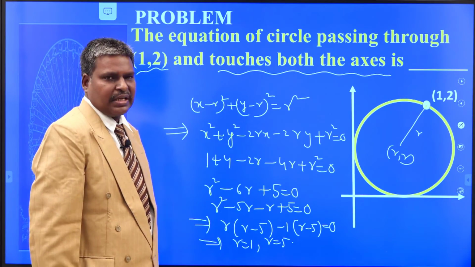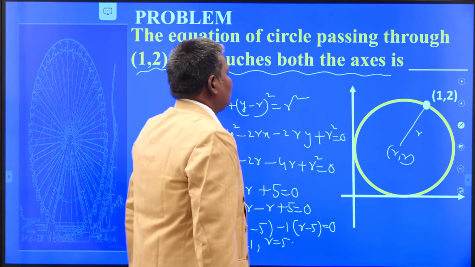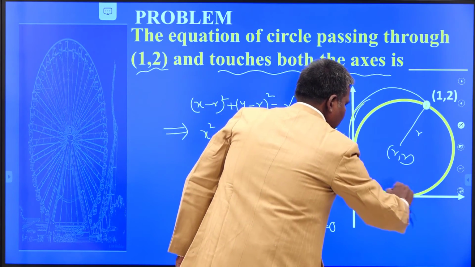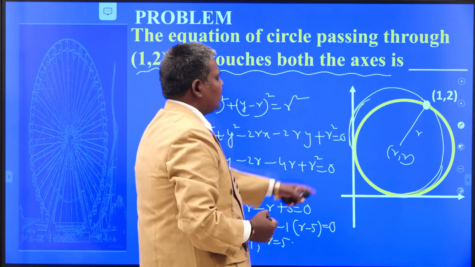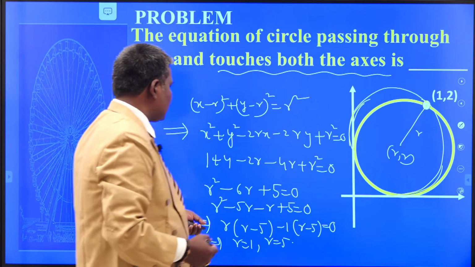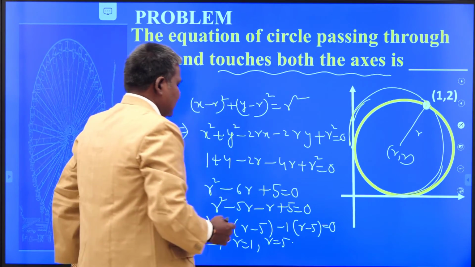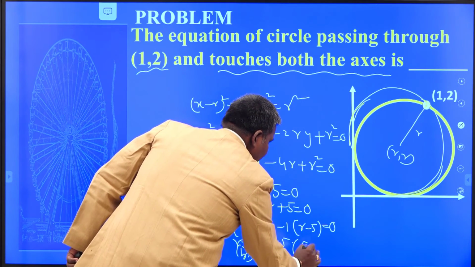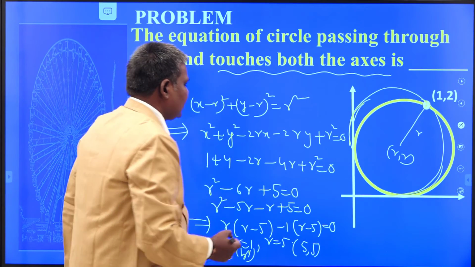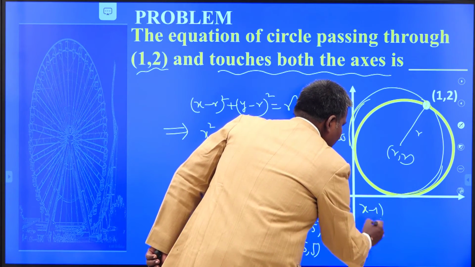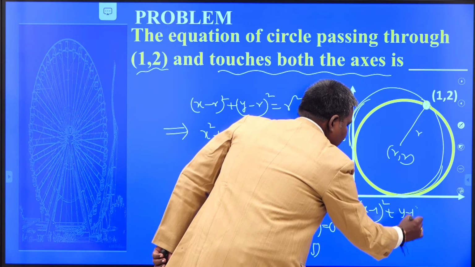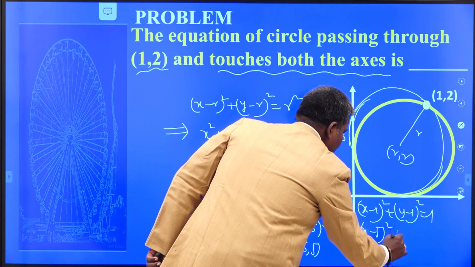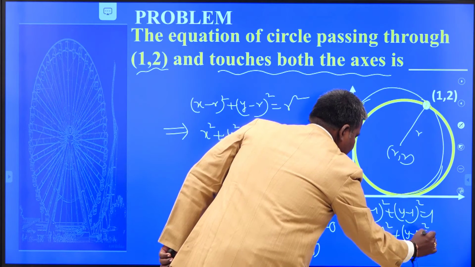There exist two possible circles passing through 1 comma 2, touching both coordinate axes. The second circle may be in this manner. That also touches both coordinate axes passing through 1 comma 2. There exist two circles here. So when r is equal to 1, center is what? 1 comma 1. When r is equal to 5, what is the center? 5 comma 5. Can you write both equations or not? Yes. What are they? X minus 1 whole square plus y minus 1 whole square is equal to 1 square, that is 1. X minus 5 whole square plus y minus 5 whole square is equal to 5 square, that is 25.